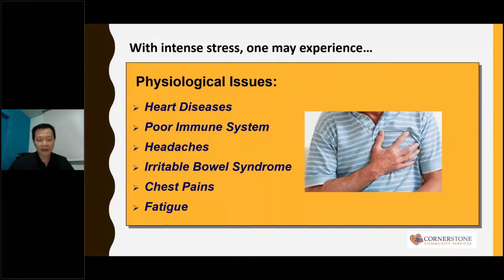So with intense stress, one may experience physiological issues. For example, heart diseases, heart problems, chest pain, etc. A poor immune system, you find yourself falling sick more easily. Headaches, migraines, irritable bowel syndrome, somewhat upset stomach, etc. Chest pains or fatigue. Sometimes you feel, hey, how come I get tired easily? So that may be a sign of you going through intense stress.